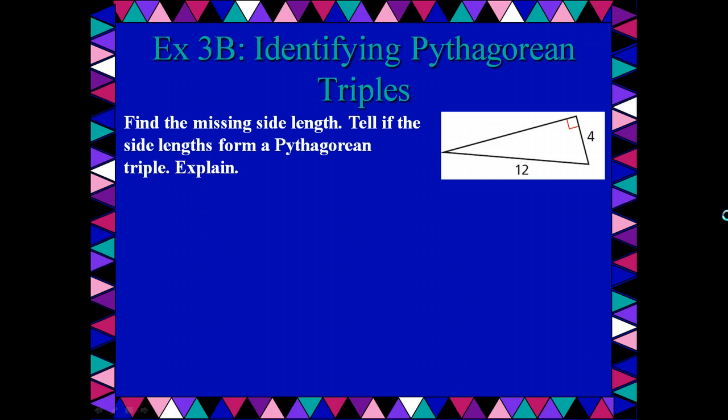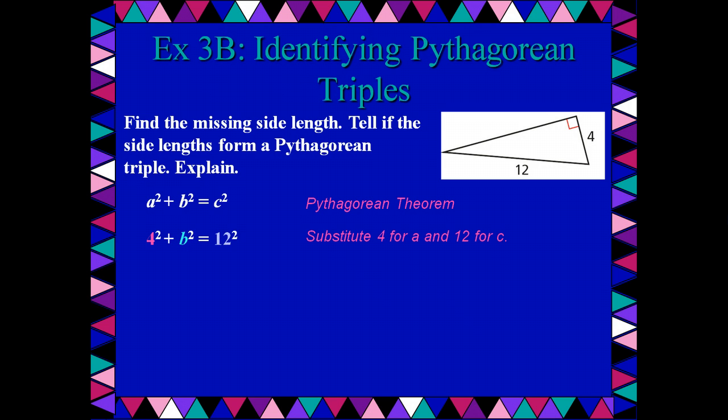Let's look at another one. Find the missing side length and tell if the side lengths form a Pythagorean triple and explain why. So we use the Pythagorean theorem and substitute 4 for a and 12 for c. 4 squared plus b squared equals 12 squared.